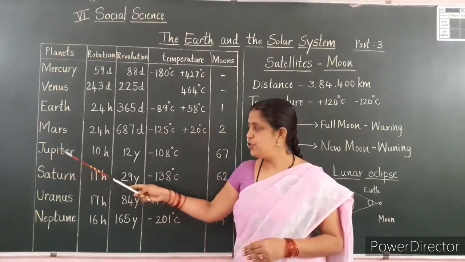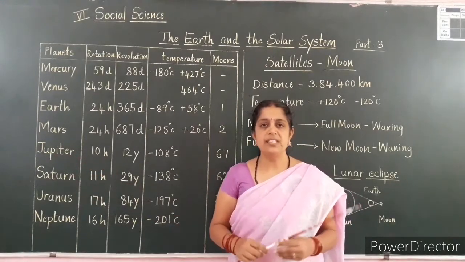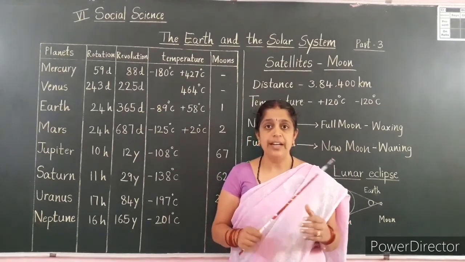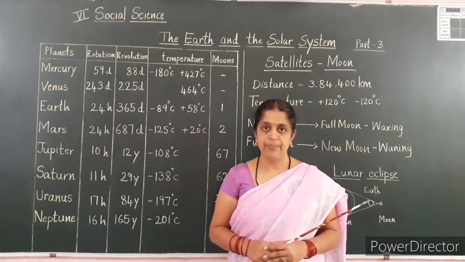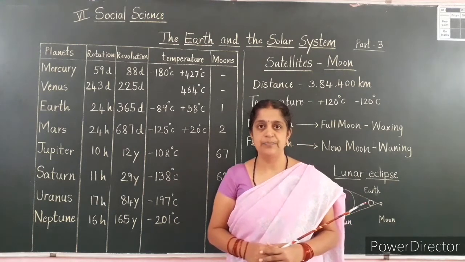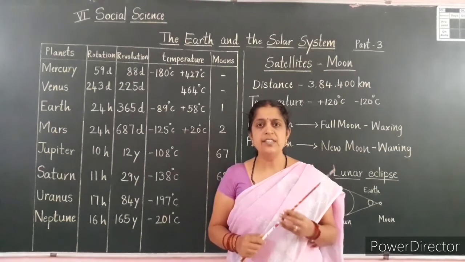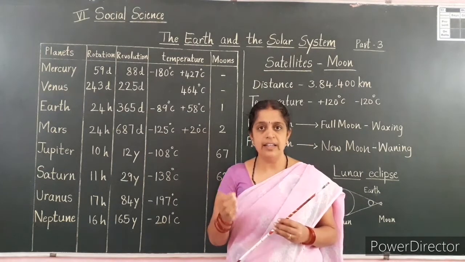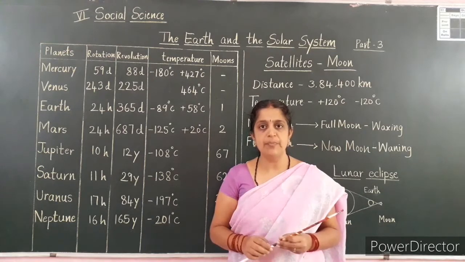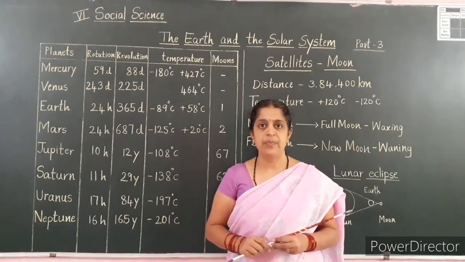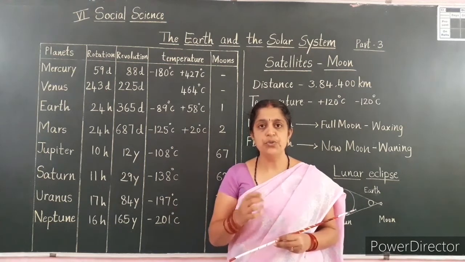The next planet is Jupiter. Jupiter is the largest planet in the solar system. It is made up of gases: hydrogen, helium and other gases. Its gravity is so strong that whatever enters Jupiter's atmosphere disappears in Jupiter. So its gravity is so strong.